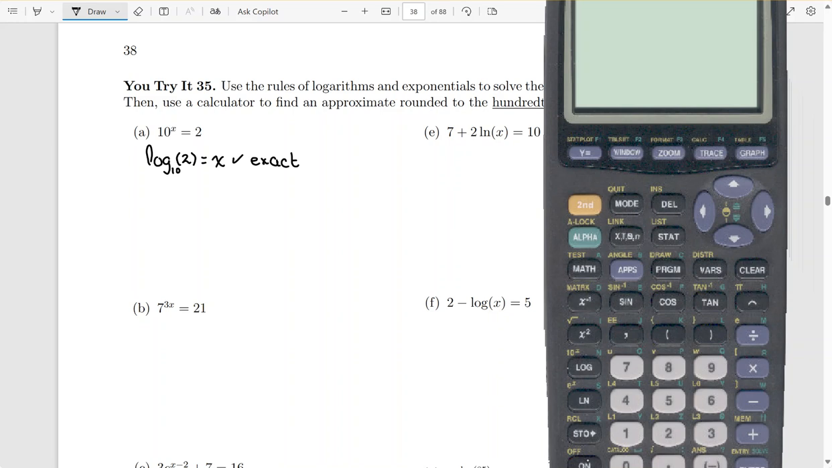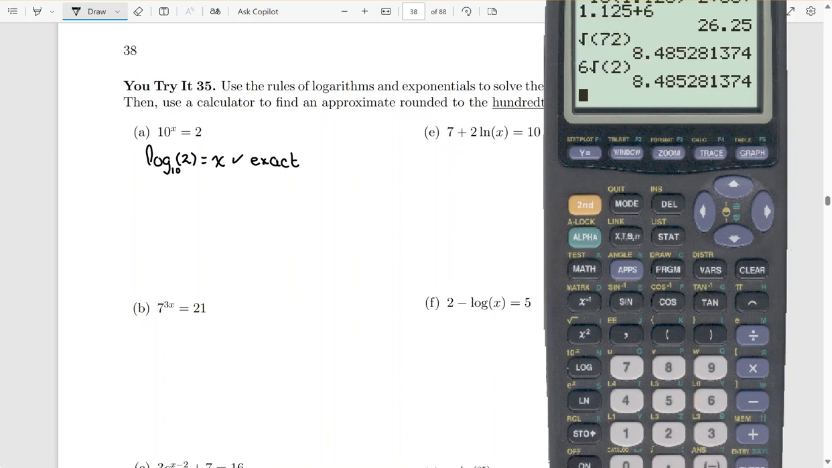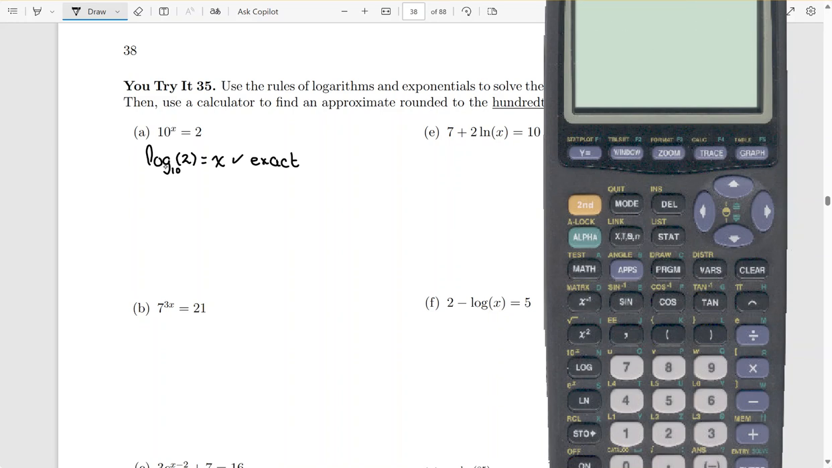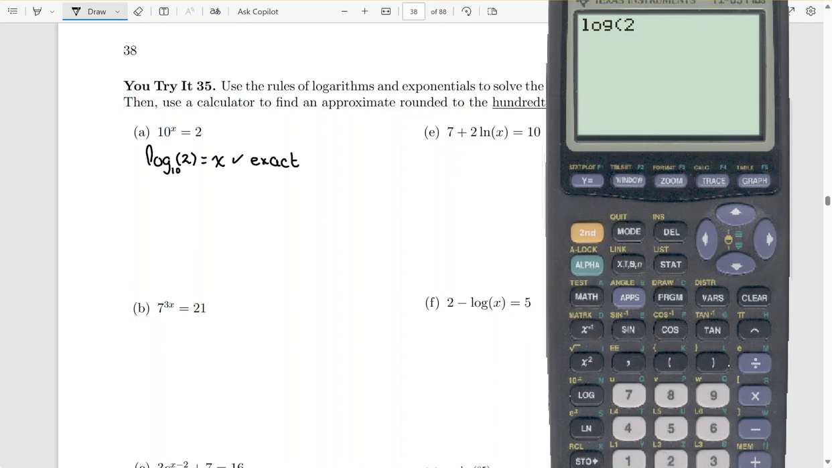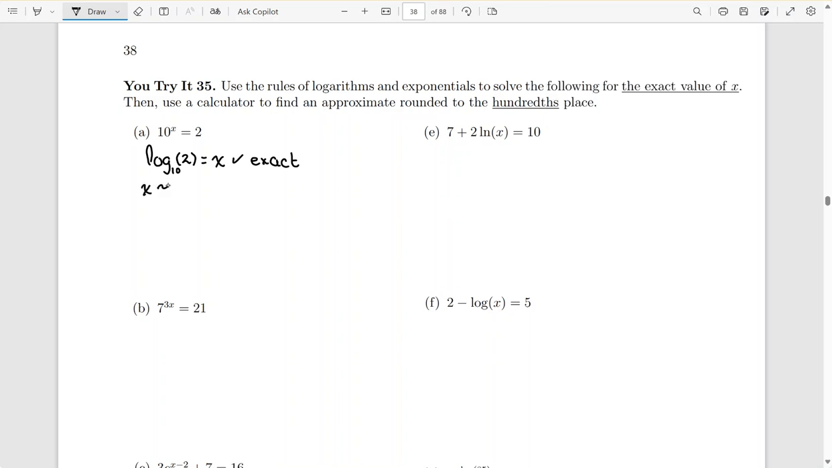So then you go to your calculator and you come up with the decimal approximation. It's log base 10, so all I need to do is hit the LOG button and then 2, and then go. So about 3.0. The 1 is not big enough to bump up, so our approximation is 0.30.